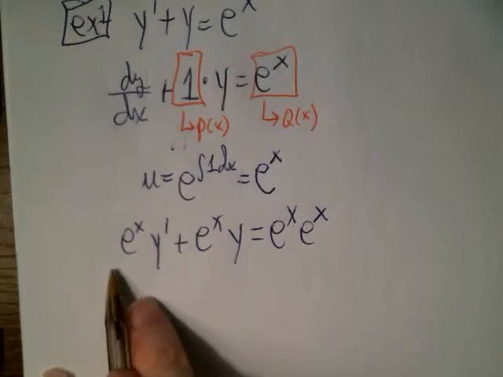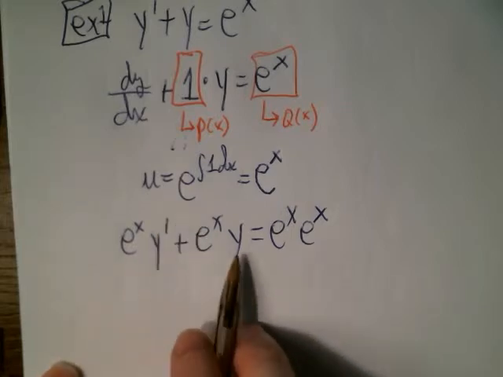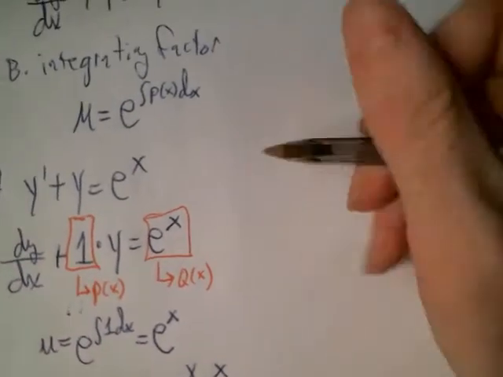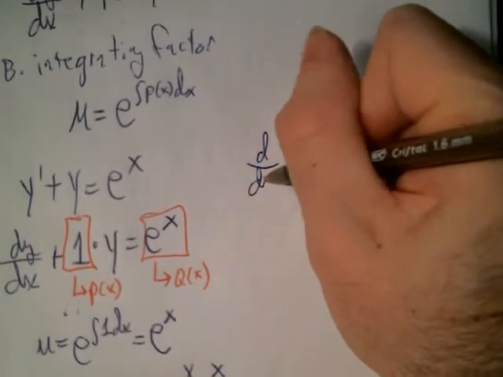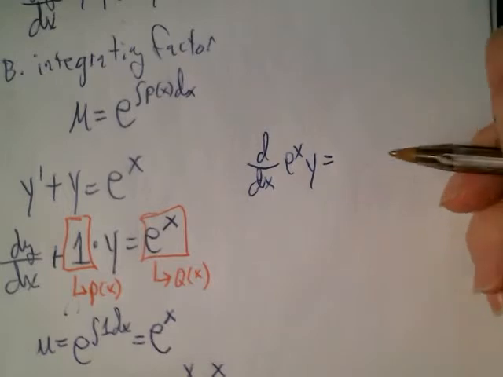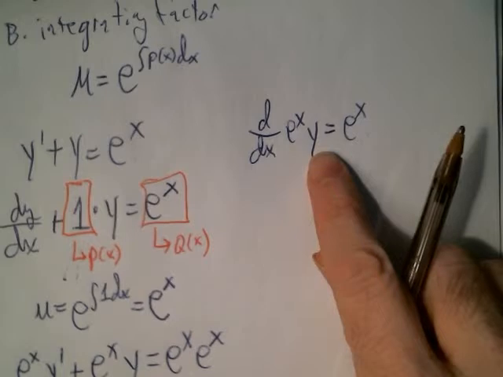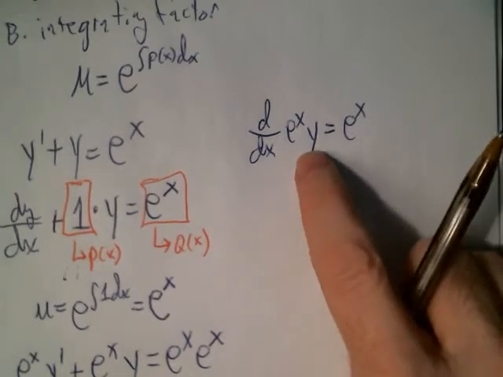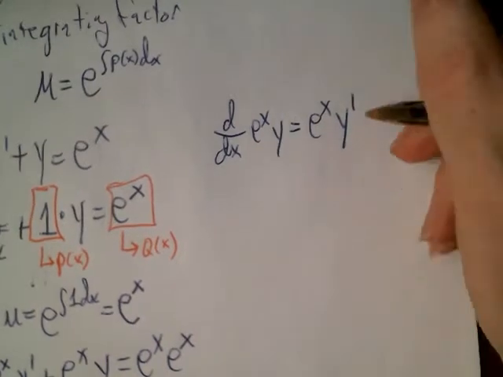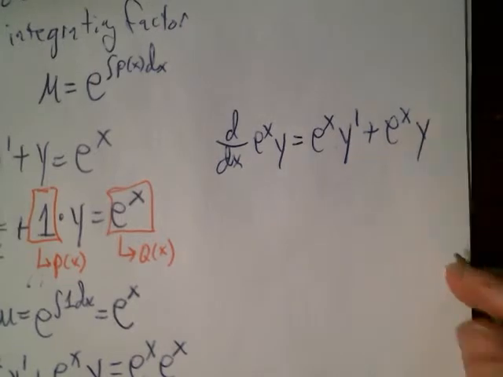This left side is really the derivative of e to the x times y, implicitly. Let me just show you that. Note the derivative with respect to x of e to the x times y is equal to, well, leave e to the x alone and take the derivative of y. So the derivative of y with respect to x is 1 times y prime. So you always tack on the y prime. And then plus take the derivative of e to the x, which is e to the x, times y.